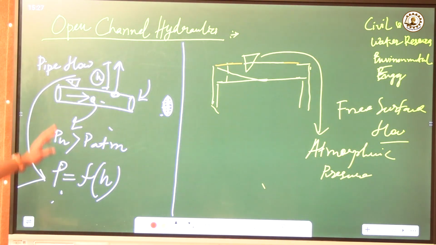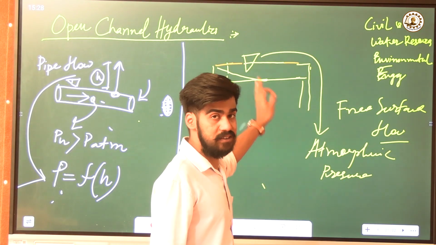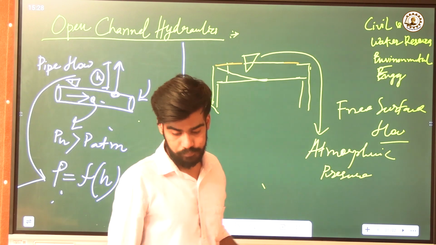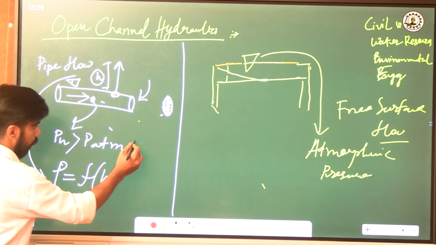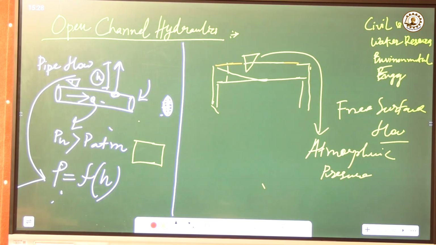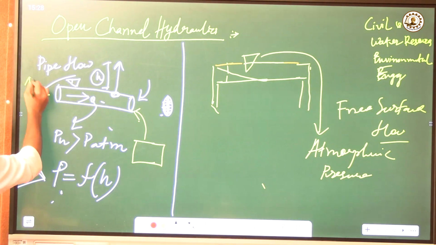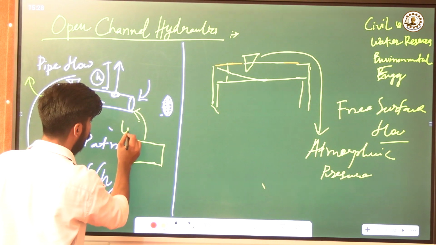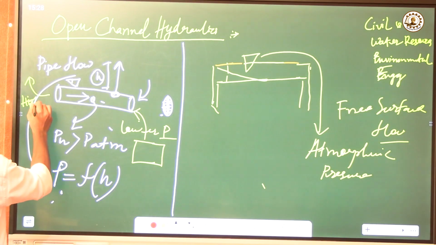So as you can see, in the pipe flow the pressure subjected to the flow is due to the closed surface, and here only atmospheric pressure is subjected to the open channel flow. In that case, in the pipe flow, if we install a pump here, then we can navigate the flow so that it can happen from a lower pressure to a higher pressure, isn't it?